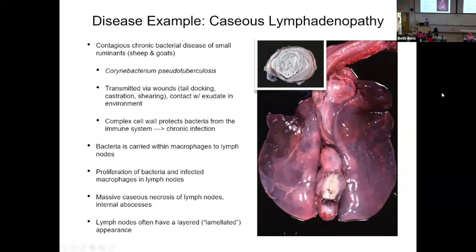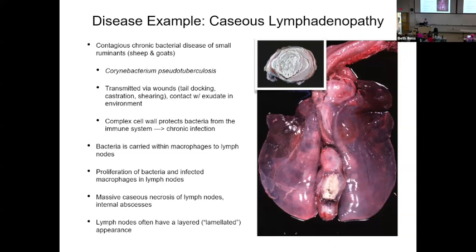All right, good example of this disease, the term is actually in the title, so it's easy to remember. So has anybody seen a case yet of caseous lymphadenopathy in a small ruminant, sheep or goat, a couple? It's pretty epic. This is a bacterial infection. It usually gets in through tail docking or castration or shearing, some kind of wound.